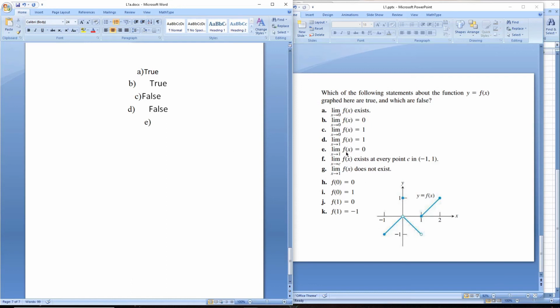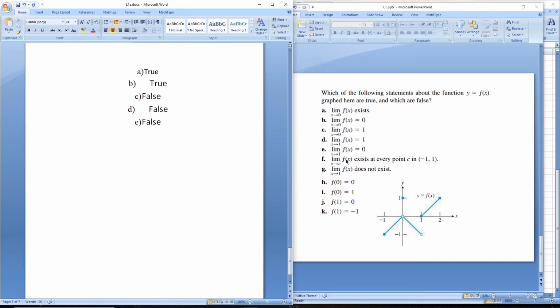They're now asking us if the limit at 1 is 0. Well, it's not. We've already concluded the limit as we approach 1 doesn't exist, so it's certainly not going to be 0. It still is false.